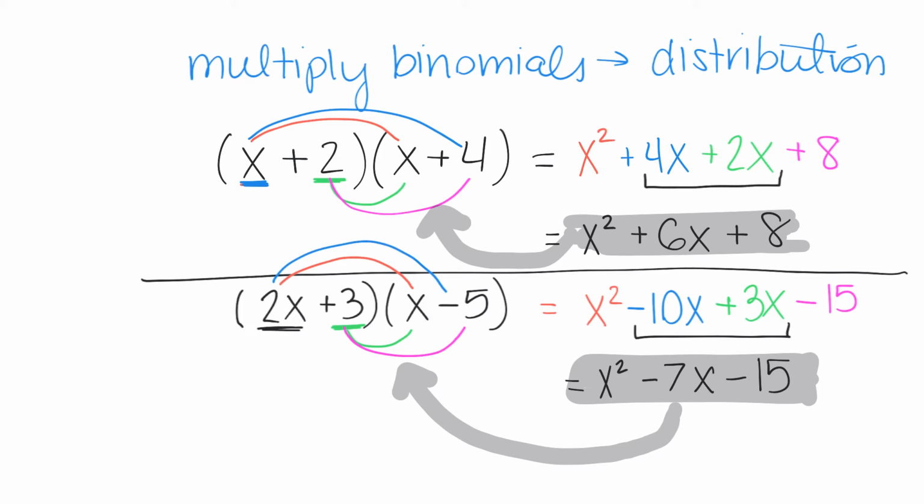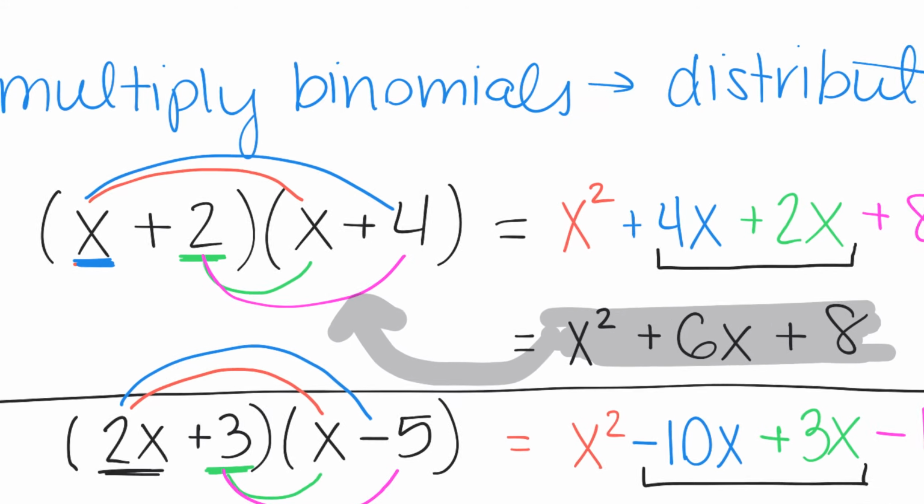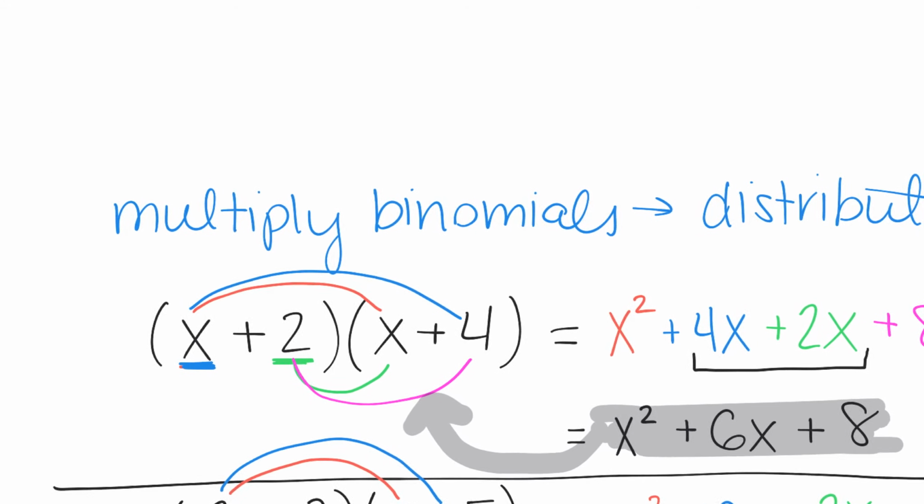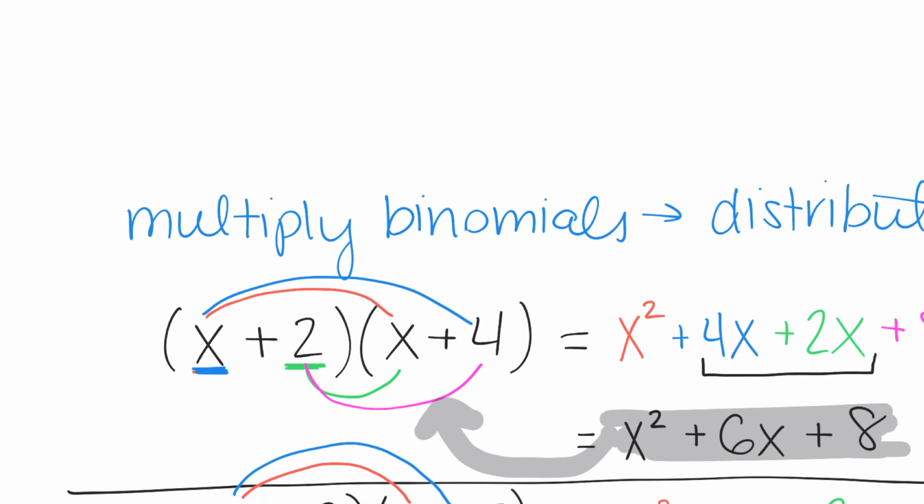So let's just focus on this one for a minute. I want to ignore this bottom one. Look at a couple things that happened here. This 8 came from the 2 and the 4 multiplying together. And this 6 came from the 2 and the 4 adding together. So that's a big clue, and that's basically how we're going to figure this out.